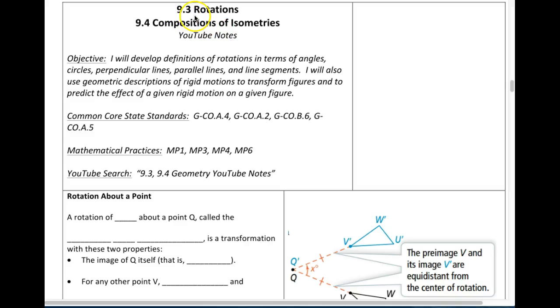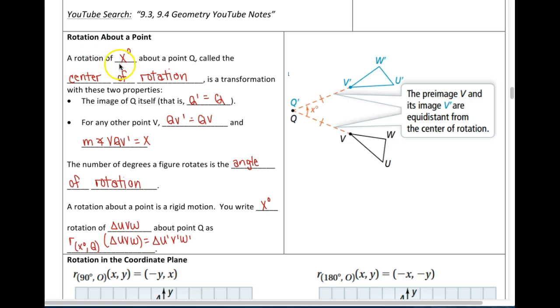Okay, 9.3 rotations and 9.4 compositions of isometries. A rotation of x degrees about a point Q, called the center of rotation, is a transformation with these two properties. The image of Q itself, this is the center of rotation, is Q prime equals Q. So whatever the center of rotation is, the pre-image is going to end up right on itself, okay?